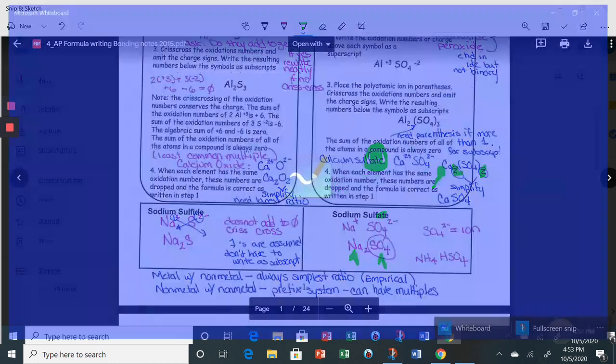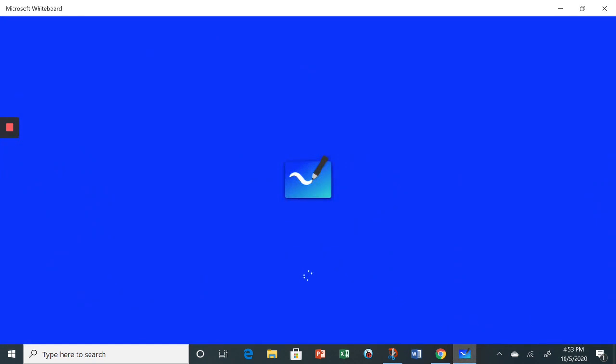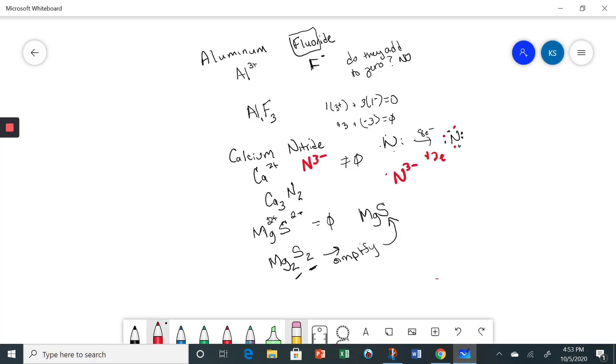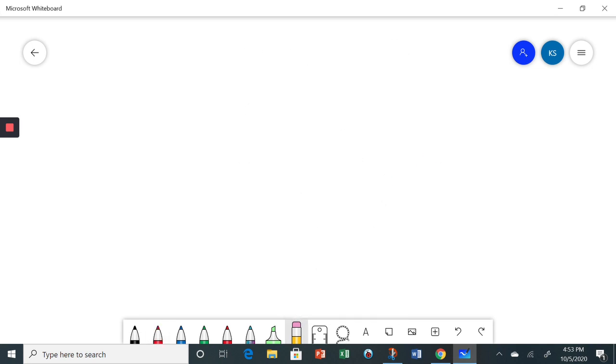Okay, let's go to our whiteboard again. It'll come up with all the writing, and I'll erase it for you. So clear that out. Let's do a couple of examples. Oh, here's a common ion. Nitrate, NO3-1, as opposed to nitrite, which is NO2 minus 1. Notice the minuses didn't change, and what changed was you went from 3 to 2.